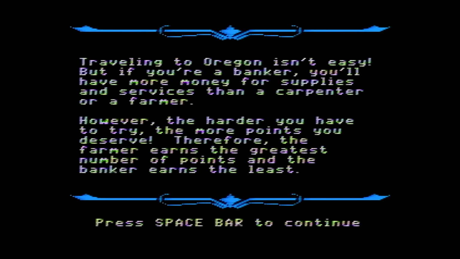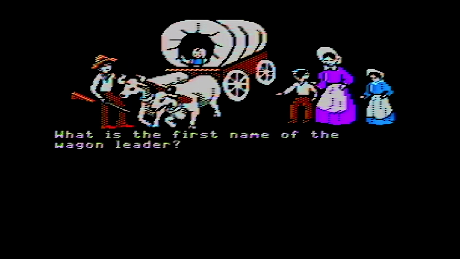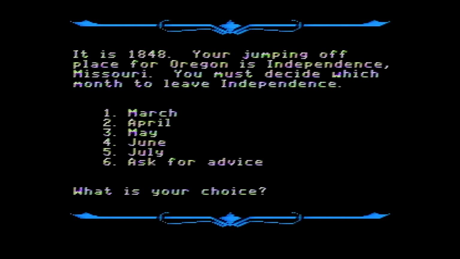So beating the game as a carpenter gets you double the points, and beating the game as the farmer gets you triple the points. After that, you name the members of your group and choose what month you want to leave. The month is important because it determines the various effects weather will have on you depending on if it's the summer or the winter.